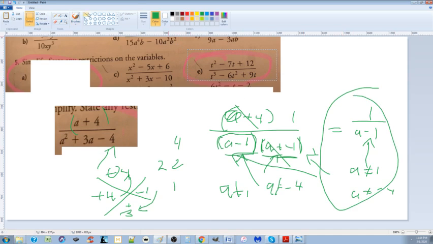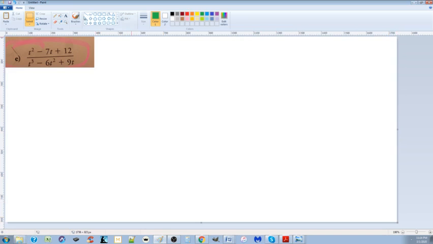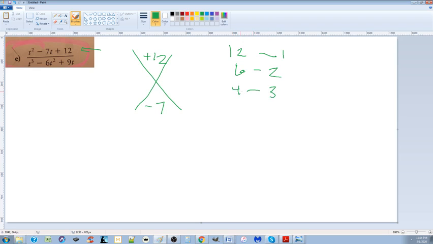Again, we cannot simplify this until we figure out the factors, and we cannot find the exclusions until we figure out the factors. So we're looking at the top one first. We've got to come up with numbers that multiply out to plus 12 but add up to minus 7. There's not many factors for 12. There's 12 and 1, 6 and 2, 4 and 3.